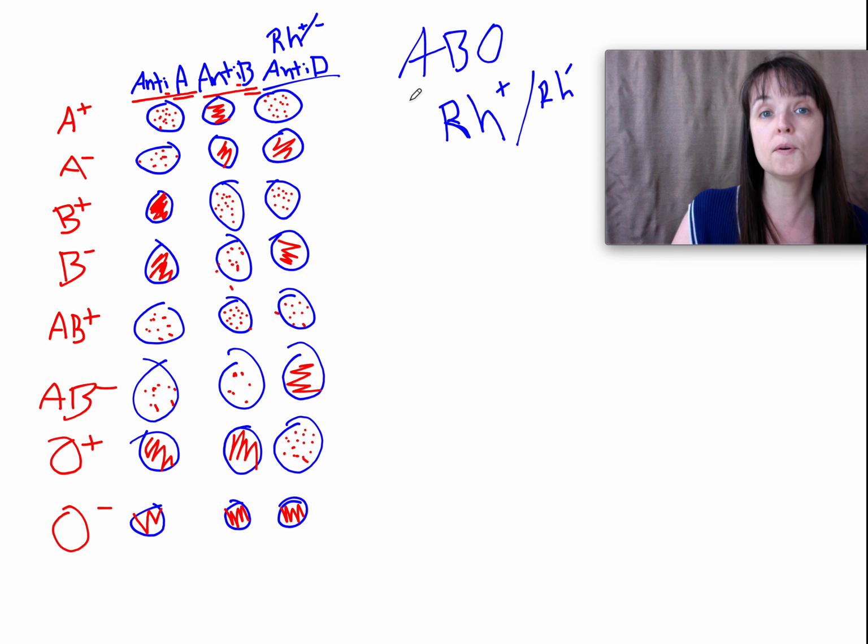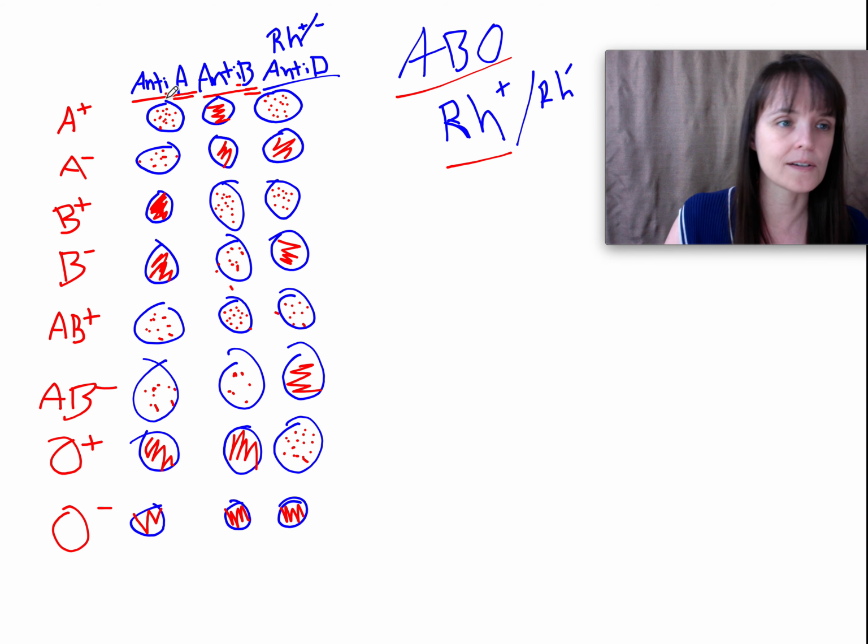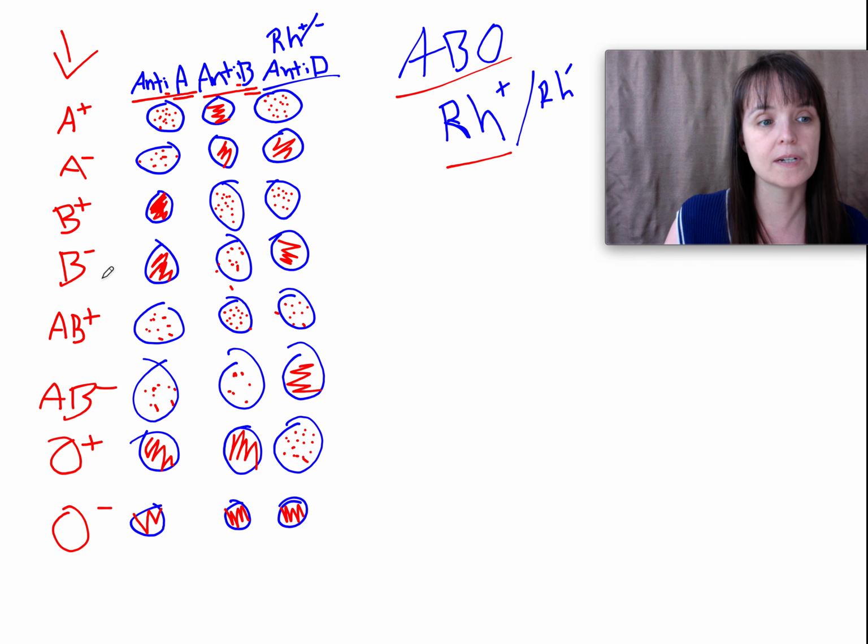So the two things that we use for blood types are the ABO and the RH factor. Together they make our blood types: A positive, A negative, B positive, B negative, AB positive, AB negative, O positive, O negative.